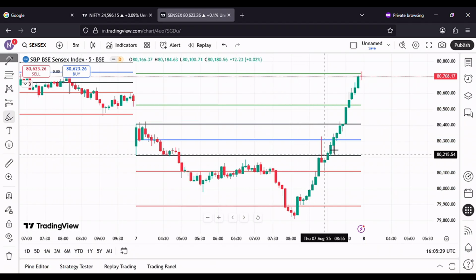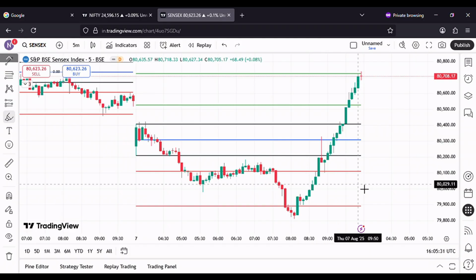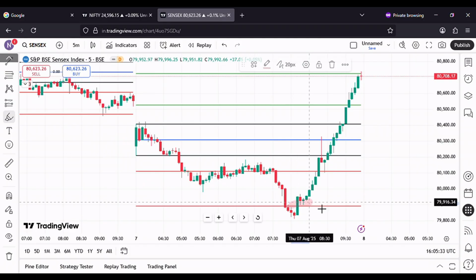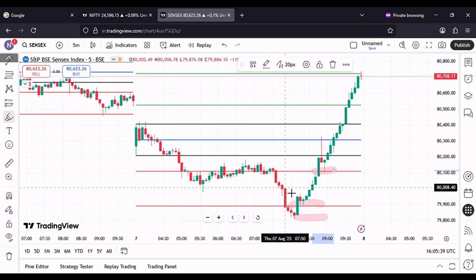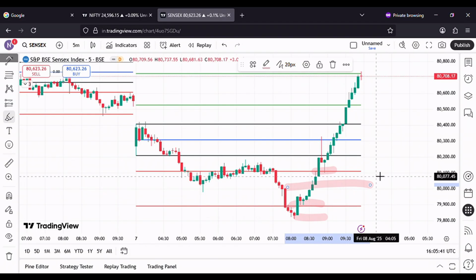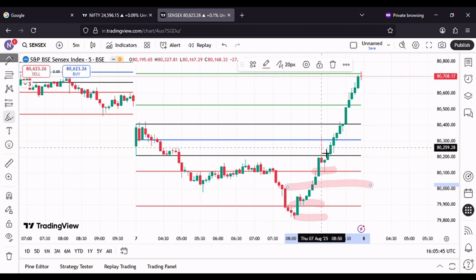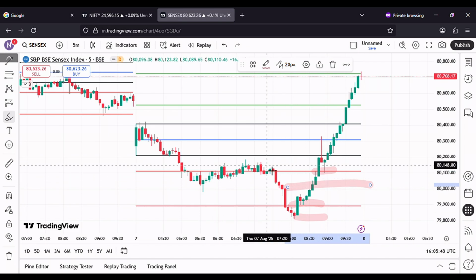See how it moved. So if you are going to take entry here, you can keep the stop loss here. You can plan like that. Keep the target here, or you can trail the stop loss. You can plan your entry and exit with these levels.